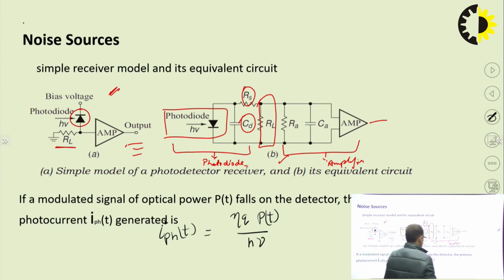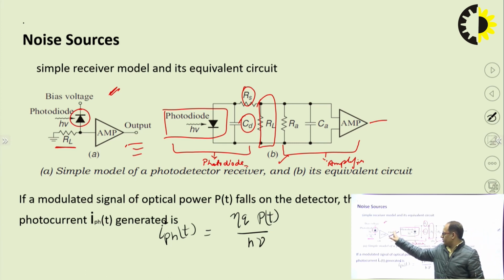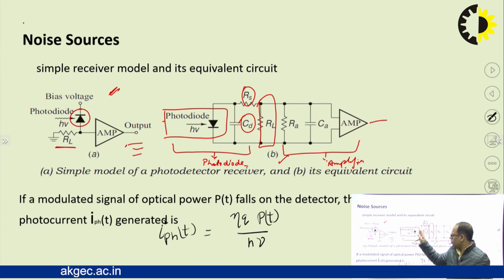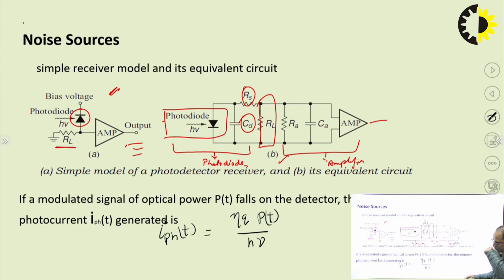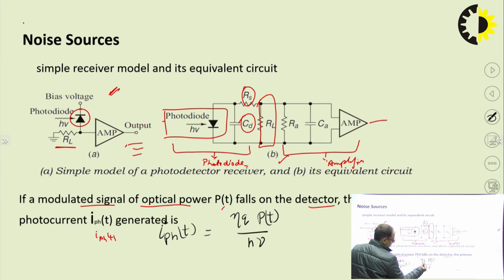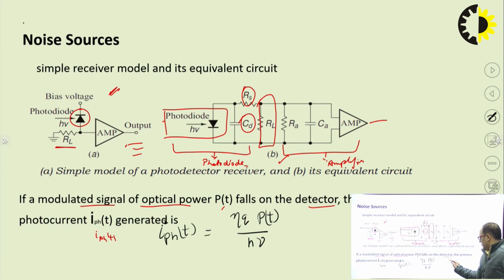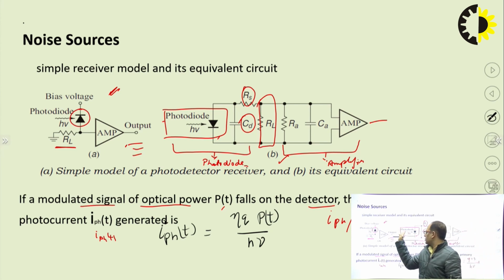Now let's say the photons strike onto the photodiode, the output will be in the form of current. Clear? So let's say if a modulated signal of optical power P(t) falls on the detector, the primary current I_ph(t) is generated, that is equal to the quantum efficiency times q times P(t) upon h nu. This is the value of the primary current, or I can say this is I_P. Both are the same: quantum efficiency of the photodiode times electron charge upon h times nu, times the input power incident on the photodiode.